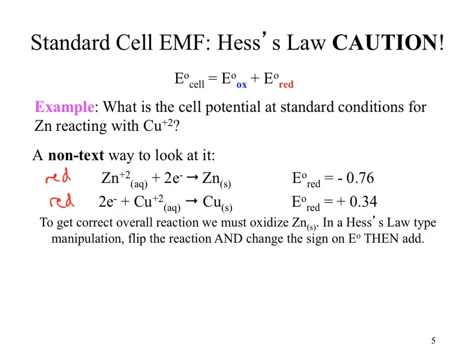If we want to know the cell potential at standard conditions for zinc reacting with copper, we need to add these 2 reduction potential equations in an appropriate fashion so that zinc does react with copper. If we just add them right now, as shown, what reacts with what? When you add two equations, what happens to your reactants?